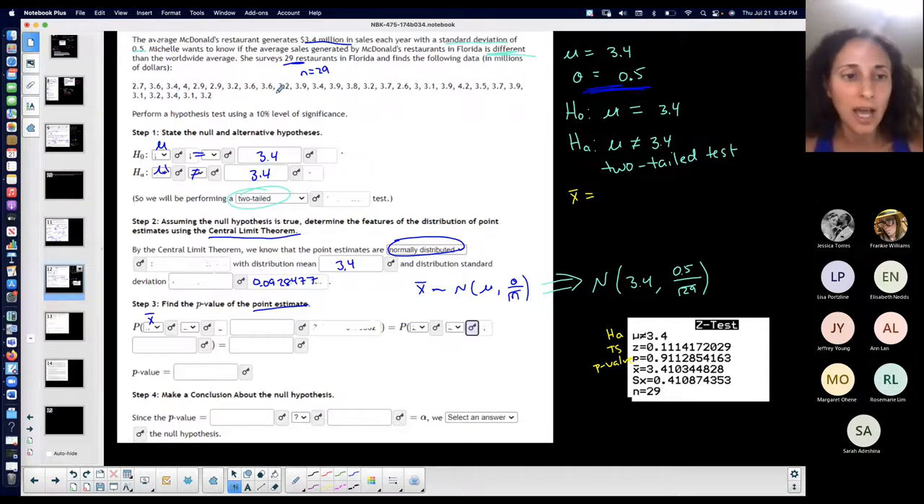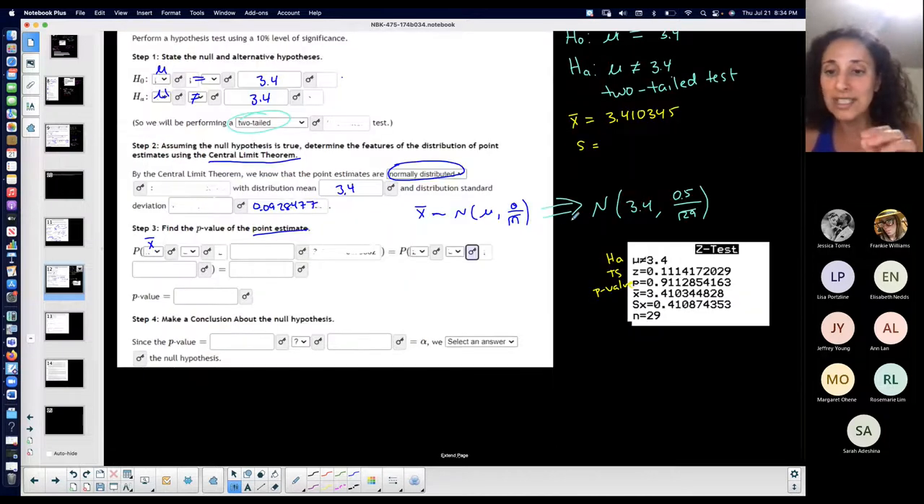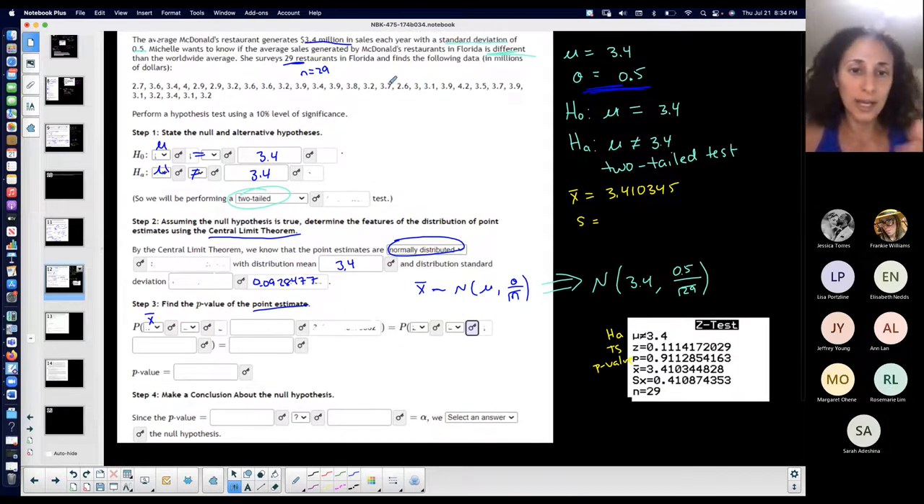I don't have to add all these up and divide by 29. Or I don't even have to go to one var stats, if you remember how we used to do it back in the day, to find a sample mean and a sample standard deviation. It gives me that here too. It just gives me everything. X bar is 3.410345. And my sample standard deviation, which is the standard deviation of the sample.